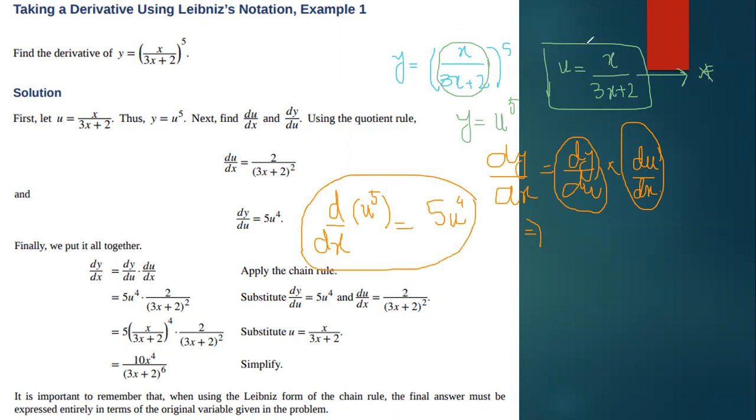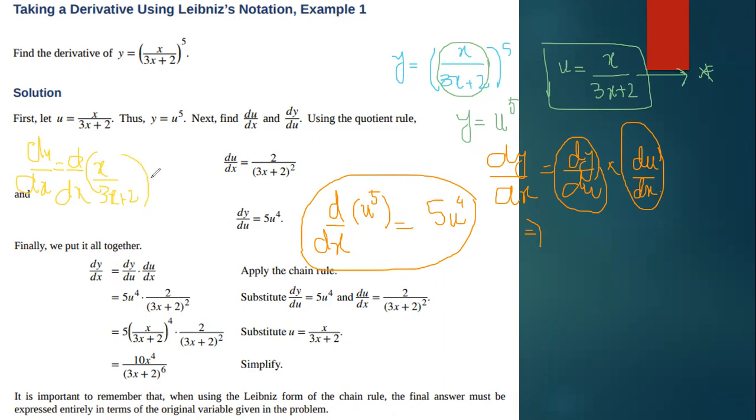ठीक हो गया. नेक्स्ट इज माय du अपॉन dx, यानी कि u को डेरिवेट करना है विद रिस्पेक्ट टू x. So what is u की वैल्यू क्या मैंने सपोज की, this value is x upon 3x plus 2. So it will be written as x upon 3x plus 2. अब ये मेरे पास किस तरह आएगा?